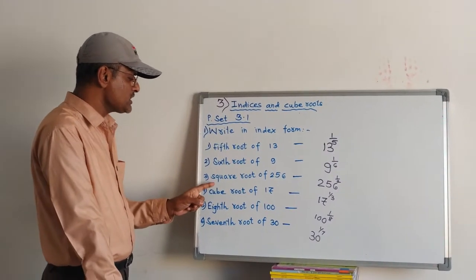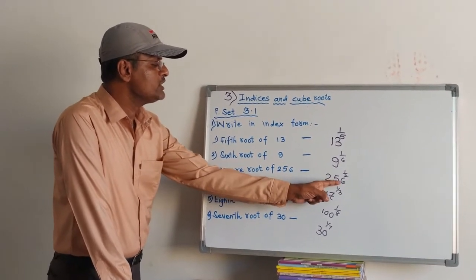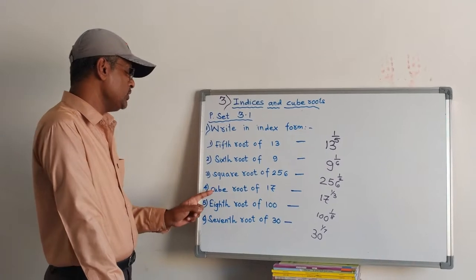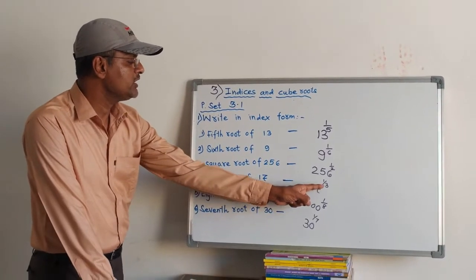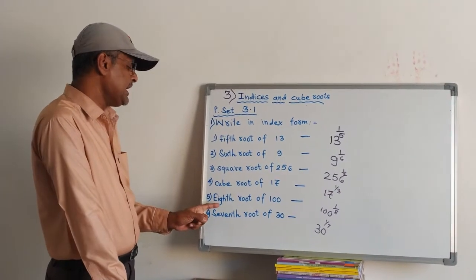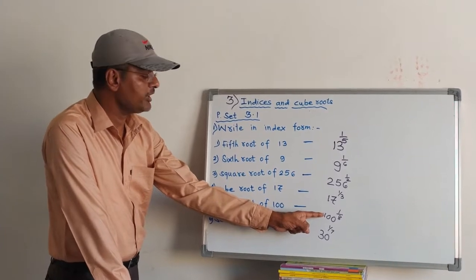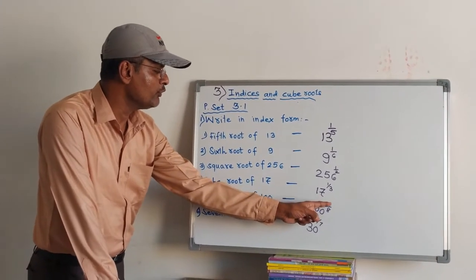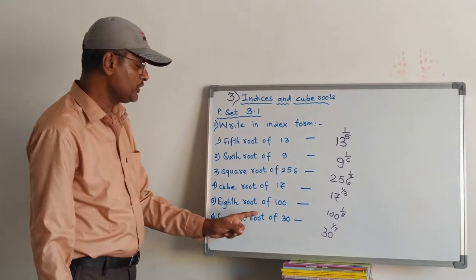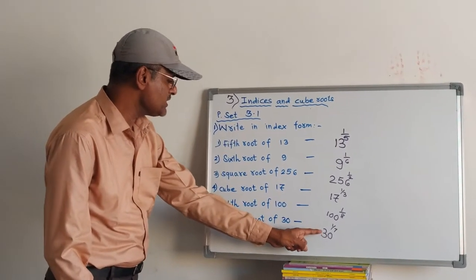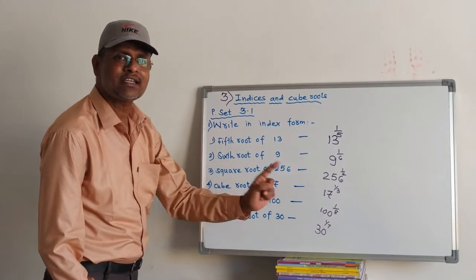Let us turn towards square root of 256. So it will be 256 raised to 1 upon 2. Then it is cube root of 17. So 17 raised to 1 upon 3. 8th root of 100. So this will be 8th root of 100 as 100 raised to 1 upon 8. And finally 7th root of 30. I have written it as 7th root of 30 as 30 raised to 1 upon 7.